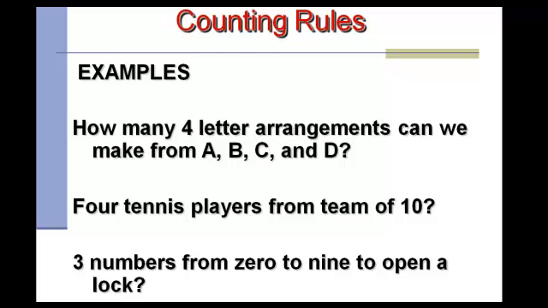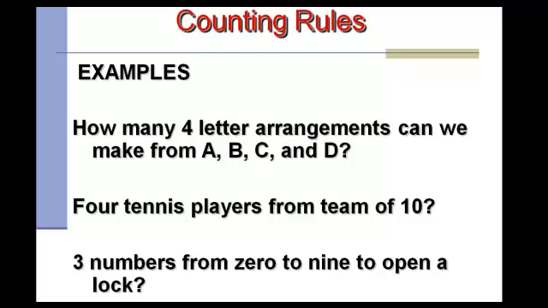4 factorial. Okay, let's say we want 4 tennis players from a team of 10. How many arrangements of 4 tennis players from a team of 10 can we do? Is that a permutation? A combination? We're taking 4 at a time from 10, so it has to be one of the 2. Is Ann, Bob, Joe, and Mary the same as Joe, Mary, Ann, and Bob? Yeah, they're the same team. So that means it's a combination.